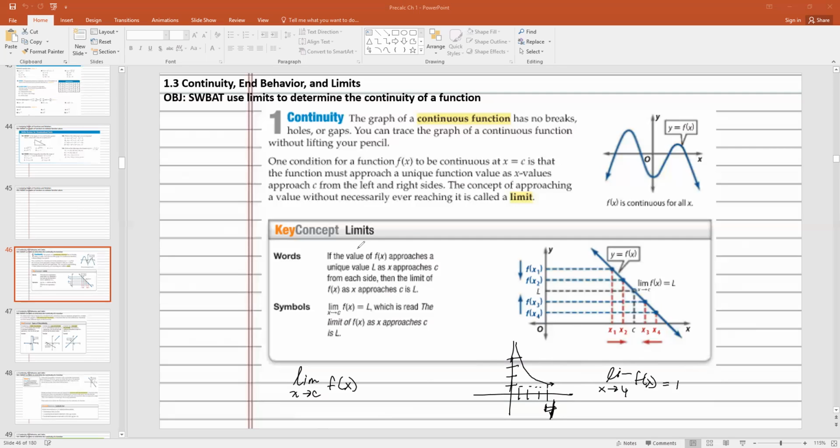If the value of f of x approaches a unique value L as x approaches c from each side, then the limit of f of x as x approaches c is L. So here, as you approach it from the left, and as you approach it from the right, it's approaching L, that y value. So you're looking for that y value. Hopefully that's clear. If not, we'll go over it again. Don't worry.